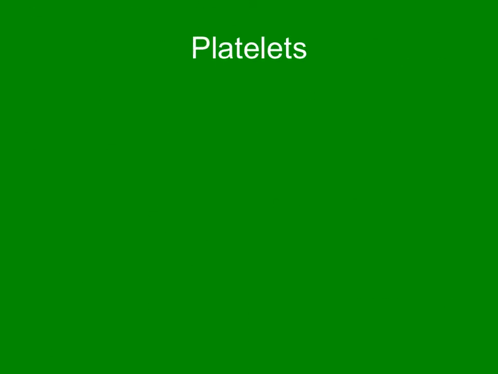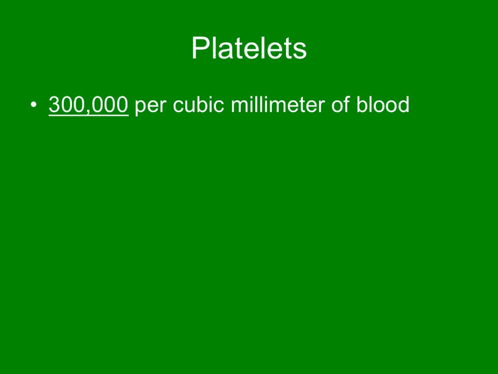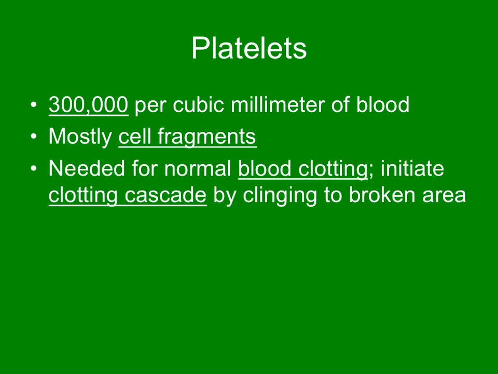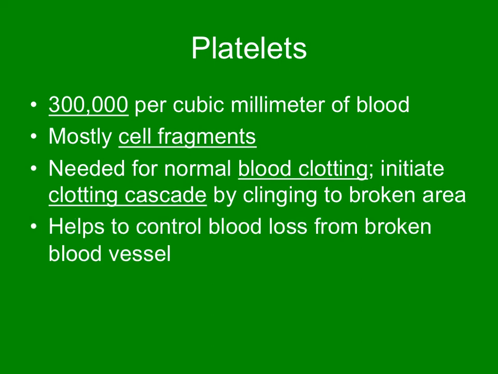The last formed element are the platelets, or thrombocytes. In a drop of blood, we have about 300,000 of them that are mostly made up of small cells or cell fragments. These are necessary for normal blood clotting, and they initiate something called the clotting cascade by clinging to the broken area of the blood vessel. What these do is they help control blood loss from a broken blood vessel.